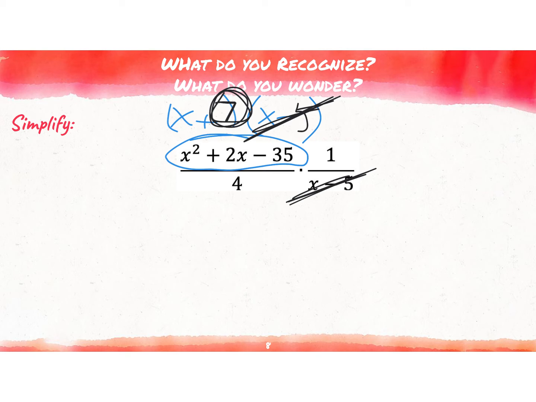Matilda, can you just give us a final answer? Would it just be X plus 7? X plus 7, and then what's on the bottom? Over 4. Yep. X plus 7 over 4.